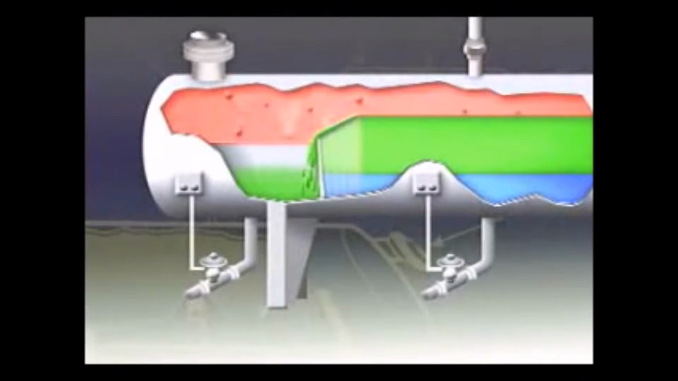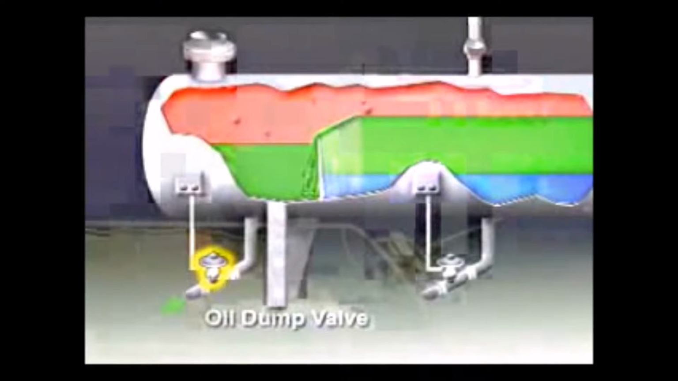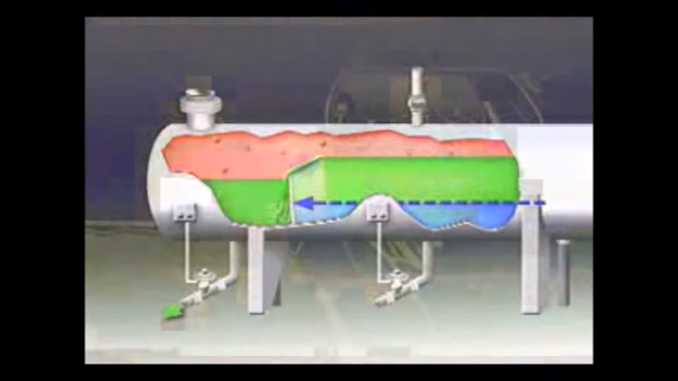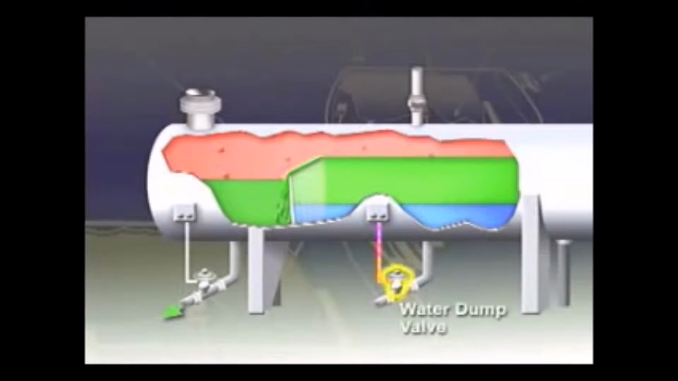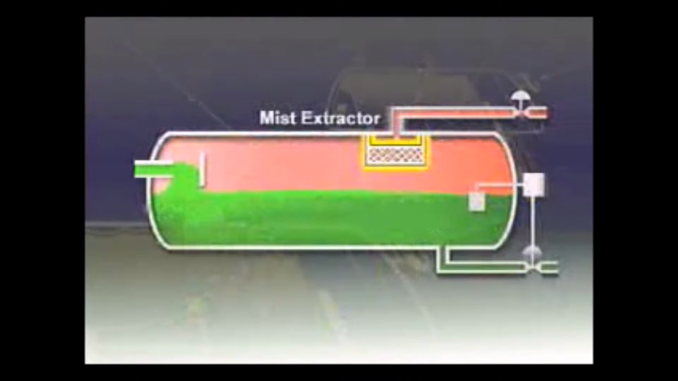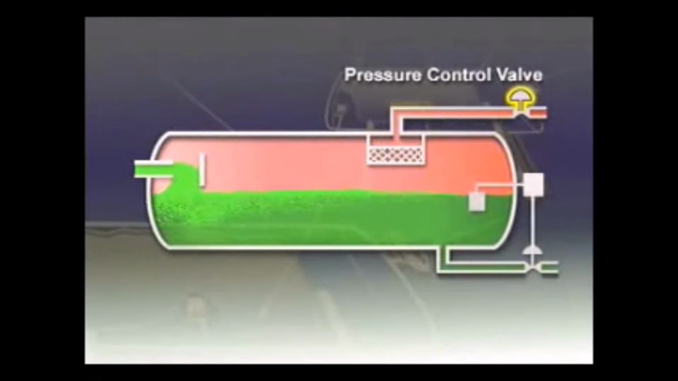The oil spills over the top of the weir, and then a level controller, which operates the oil dump valve, controls its level. An interface level controller senses the height of the oil-water interface. This controller signals the water dump valve to release as much water from the vessel as is needed to maintain the oil-water interface at design height. The gas flows horizontally and exits through a mist extractor to a pressure control valve, which maintains constant vessel pressure.